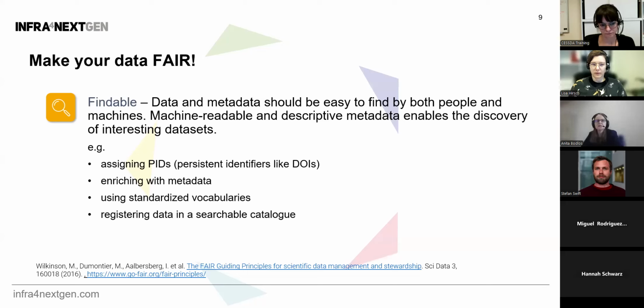What does this contain? So for instance, data should always have a persistent identifier like a DOI or a handle. So if you choose a repository to publish your data, it's crucial that you choose a repository that assigns, for instance, DOIs.